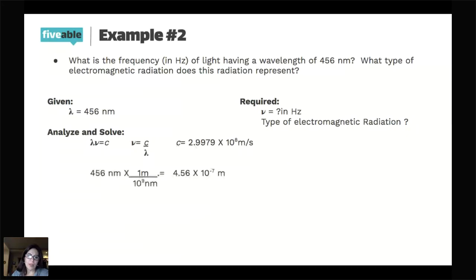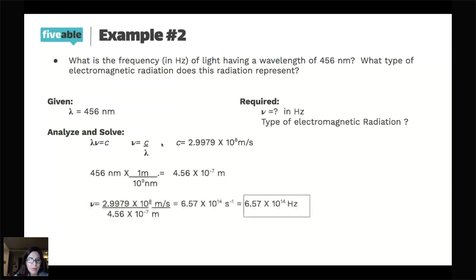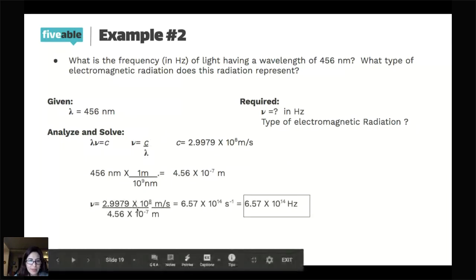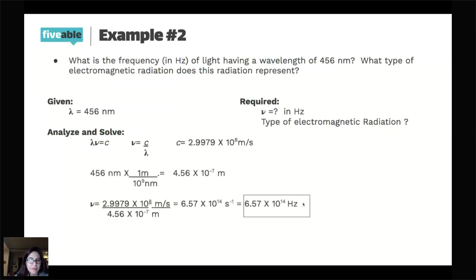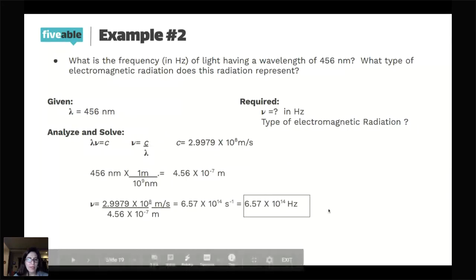We substitute the data. Since they gave us nanometers, and the units of the speed of light are meters per second, the first step is to change nanometers to meters using the factor of 1 meter is 1 times 10 to the 9 nanometers. Once we have meters, then we use this formula, substitute it, and we will have the answer in seconds to the -1, which is the same as hertz. Any questions in here?